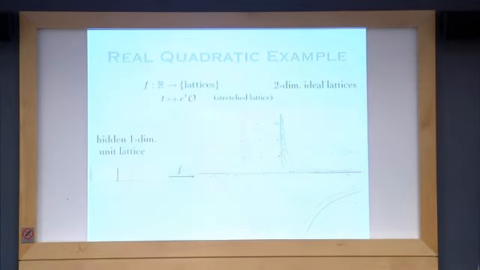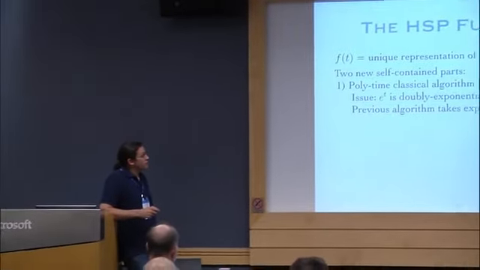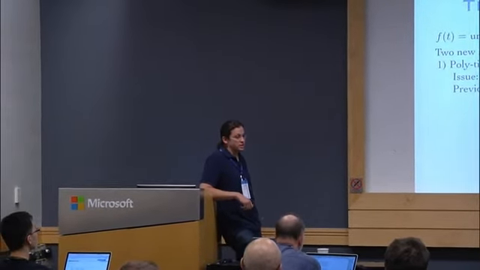Questions? Okay, so that's the function. So the idea is you want to take f and map it to some sort of unique representation of e to the t times O. For each of those lattices on the previous page, we need a unique way to represent them. If it was an integer lattice, that would be okay, because the Hermite normal form is a unique representation of a lattice over the integers. But over the reals, there's no unique way to represent a lattice. It's this infinite object, so you have to specify it by a basis, but there's no canonical basis you can pick for a real-valued lattice. So that's one of the things we have to deal with.